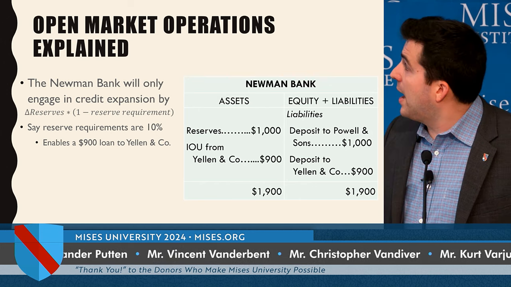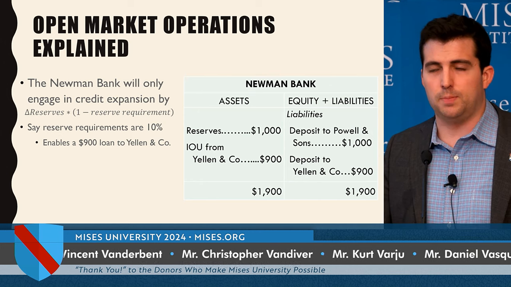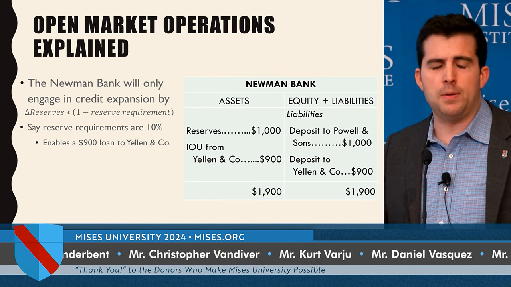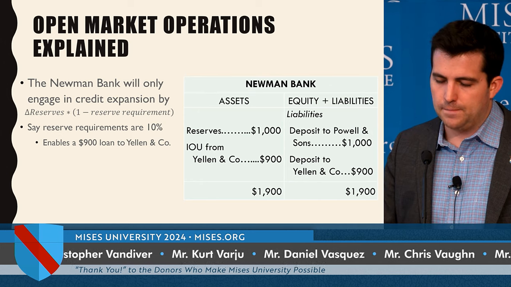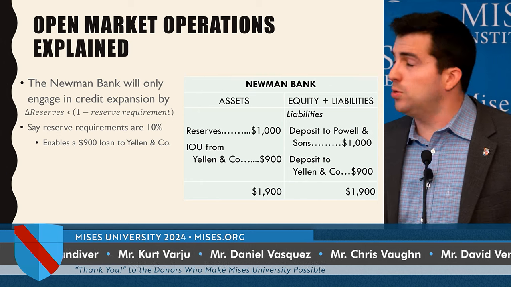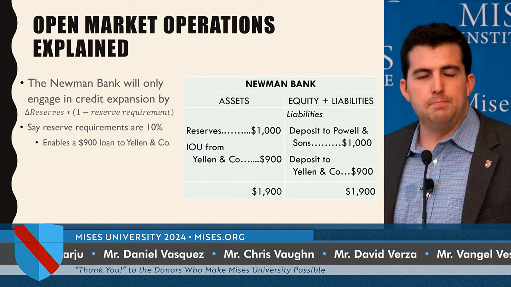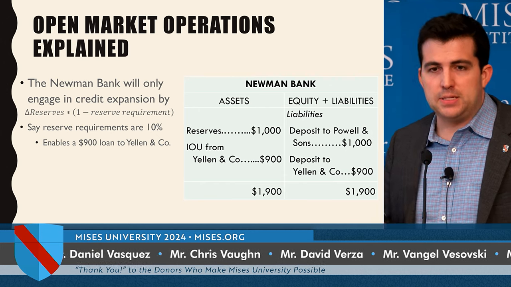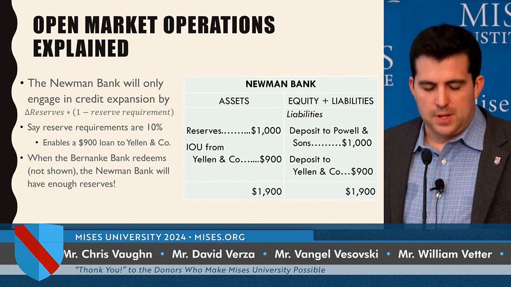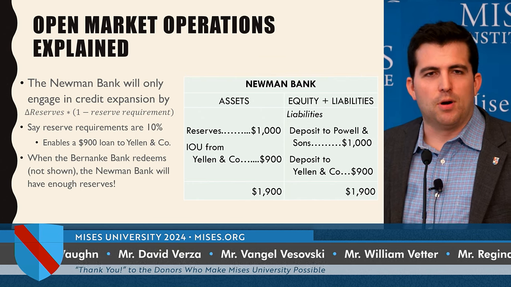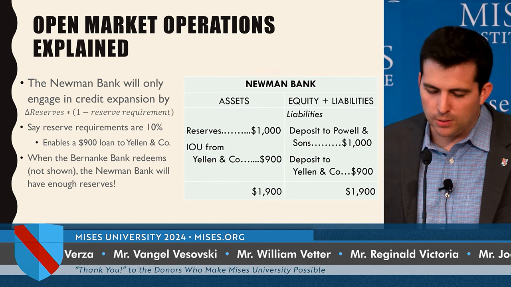So we have an IOU from Yellen & Co. for $900, and then I have a deposit. Yellen & Co. will pay me back $900 plus interest in, let's say, a year. Now, what Yellen & Co. is going to do is spend that money at some business, and let's say that business banks at the Bernanke Bank. This is the revolving door. After you work at the Fed, you create your own financial institution in this imaginary world.